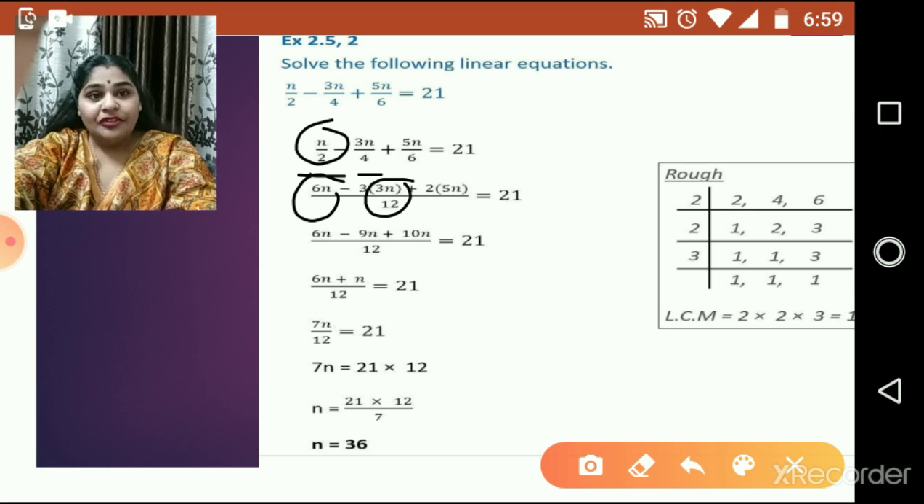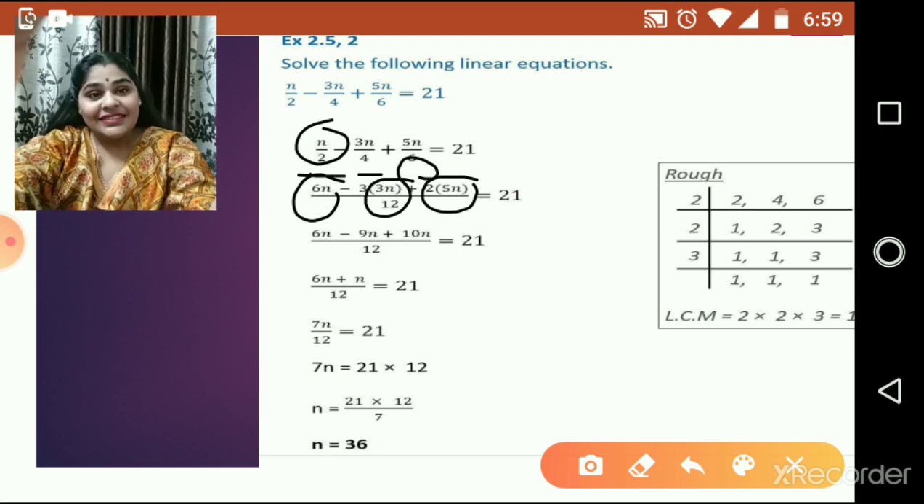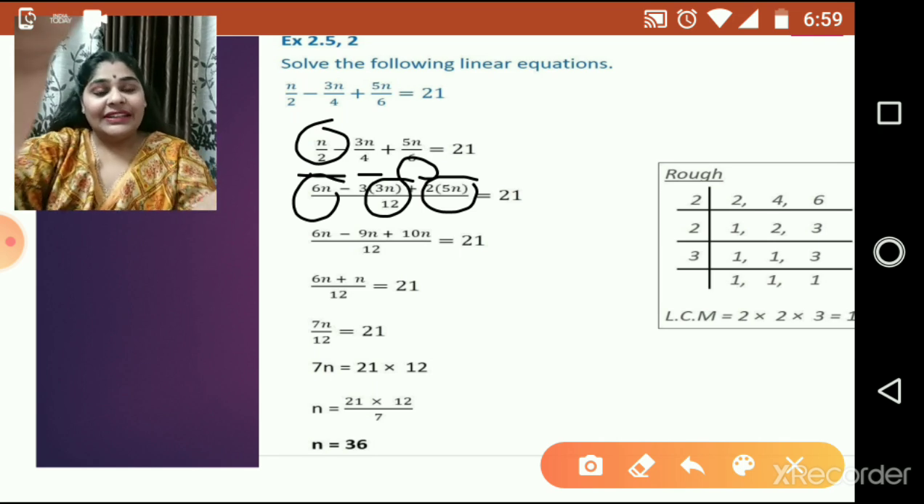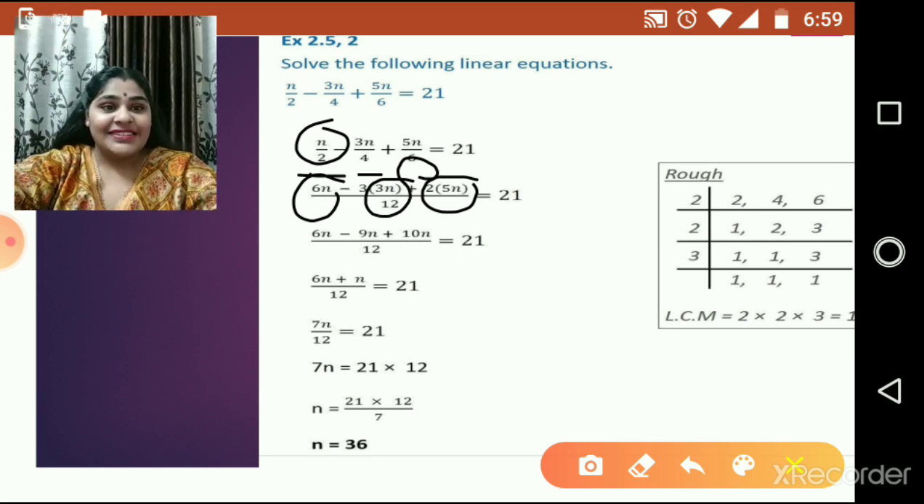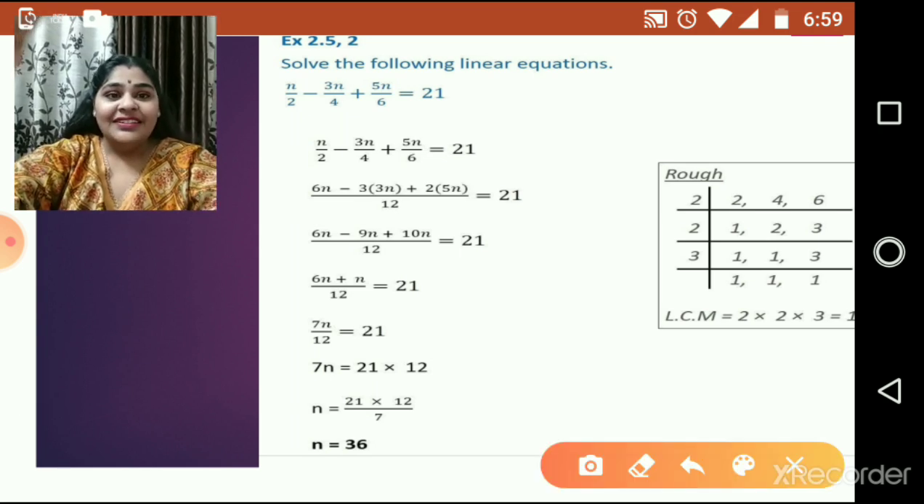And plus, here the denominator is 6, and we know 6 2s are 12. So in the numerator, we are multiplying by 2. This procedure everybody knows, children. This is the basic thing we have already learned, right? Is equal to the right hand side, 21 as it is. Yeah. Now let us simplify it.